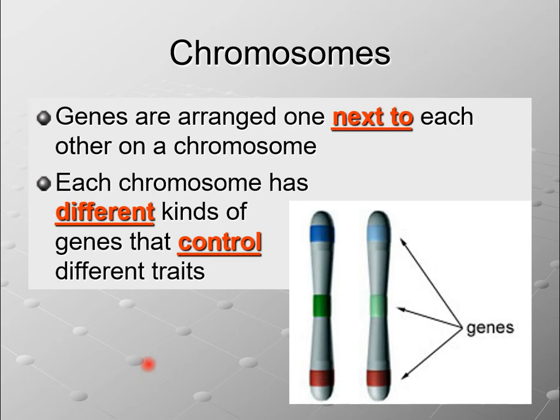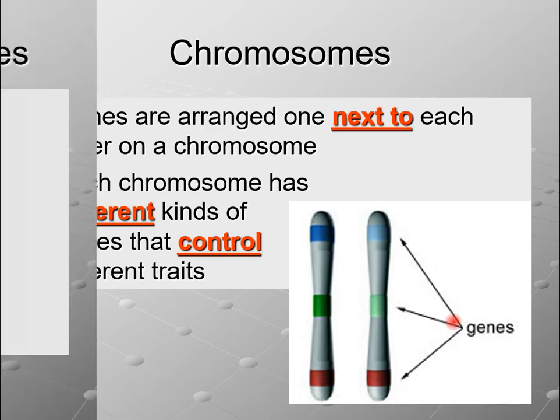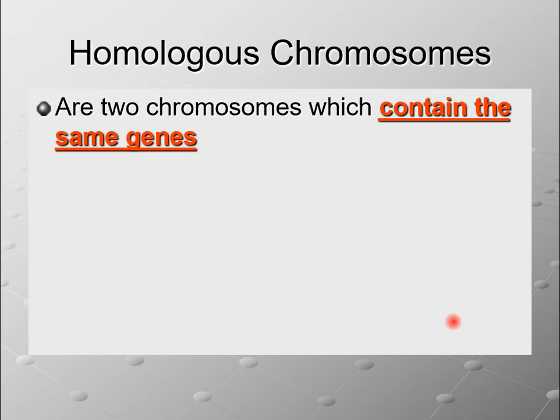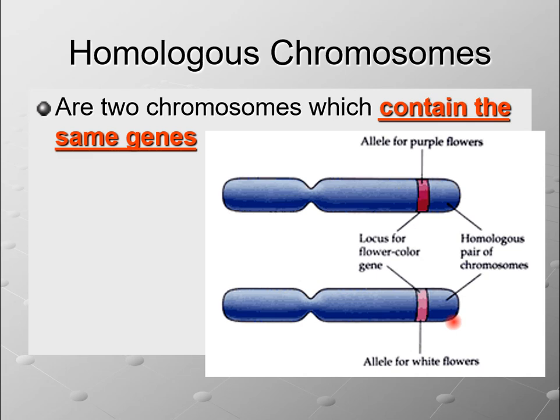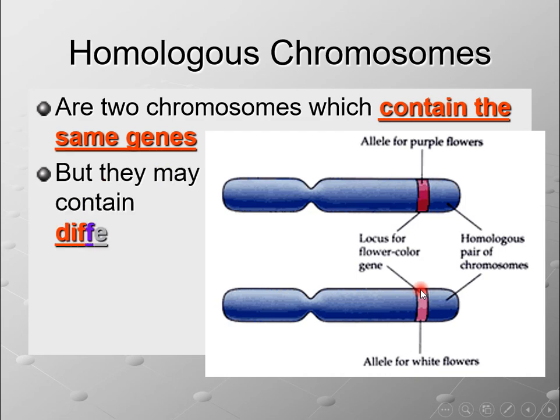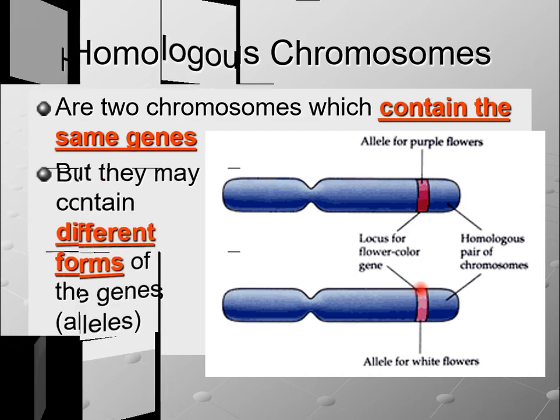If you see these two identical chromosomes, you can find three different colors: blue, green, and brown. That means each color represents a gene. Those genes control different traits. What are homologous chromosomes? Homologous chromosomes are two chromosomes which contain the same genes, but they may contain different forms of the gene, which is the allele.